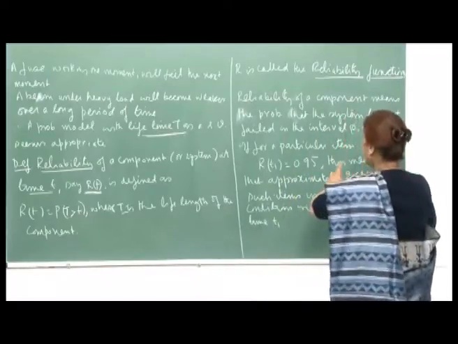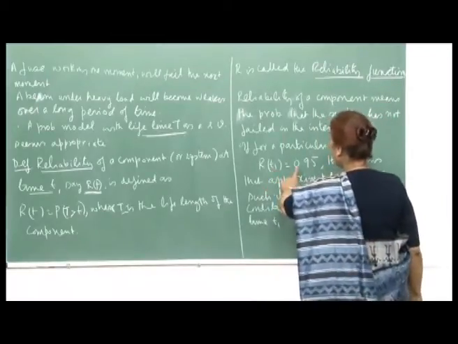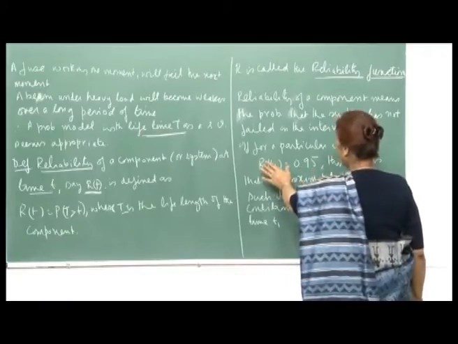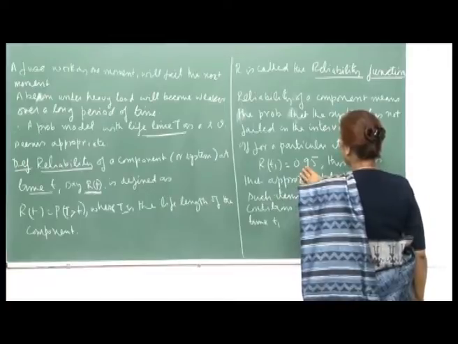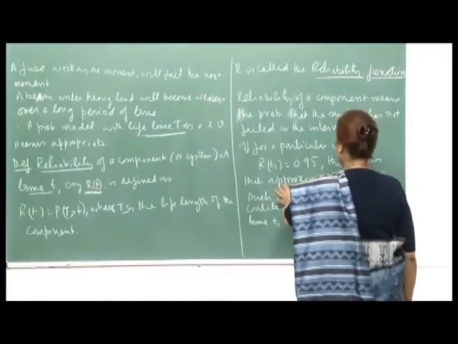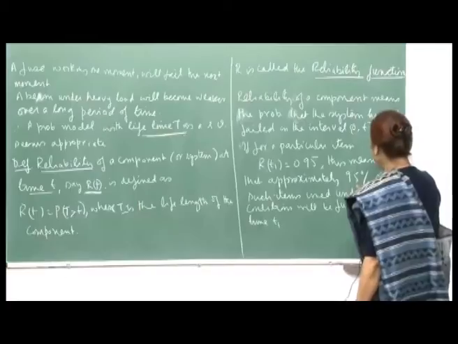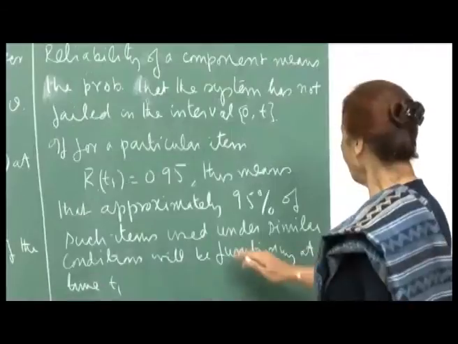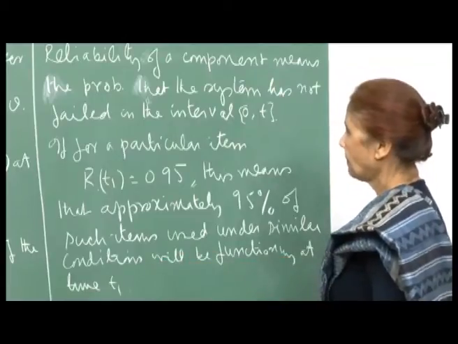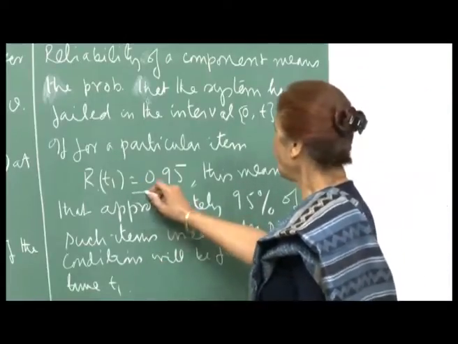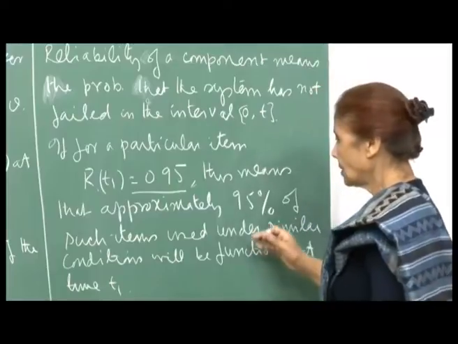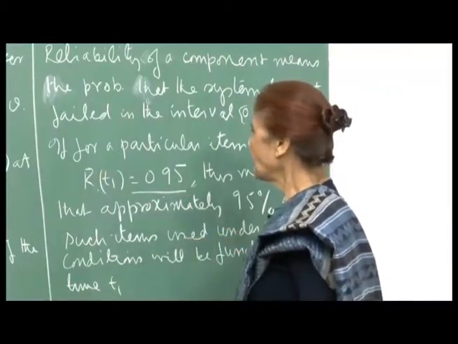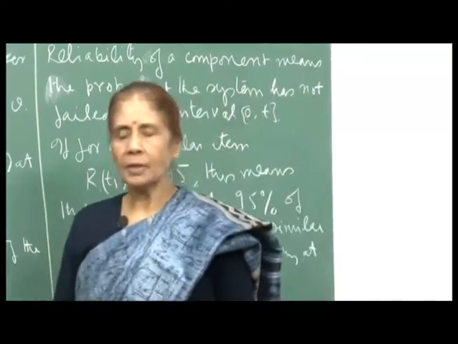Now, suppose for a particular item R(t1) is 0.95. Okay. So, at time t1 you compute this and it turns out to be equal to 0.95. This means that approximately 95% of such items used under similar conditions will be functioning at time t1. Okay, this is what we mean. So, 95% of the items will still be functioning at time t1. So, this is what we mean by the probability being 0.95.